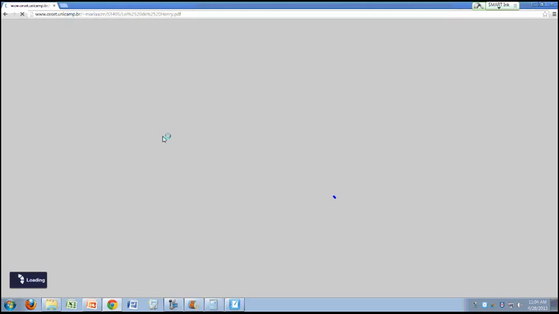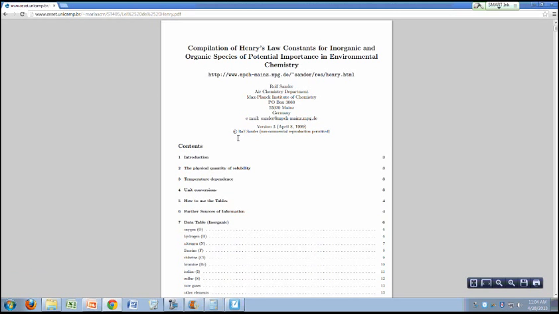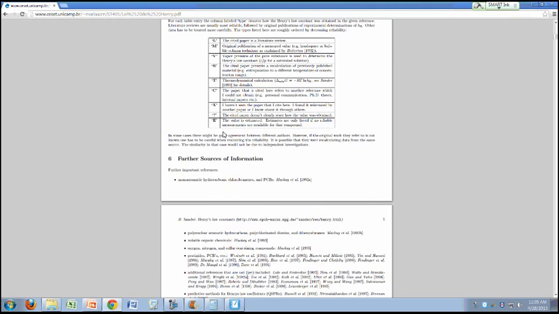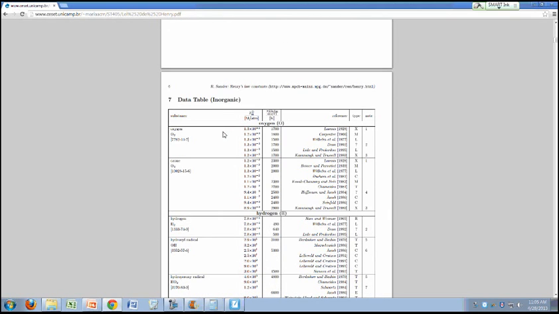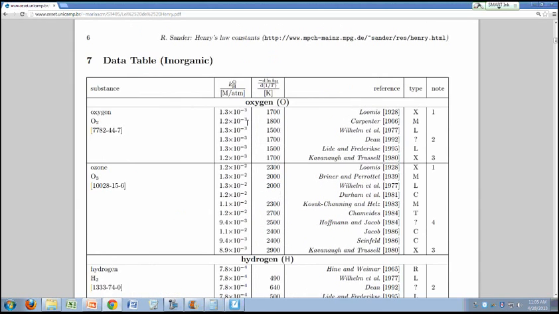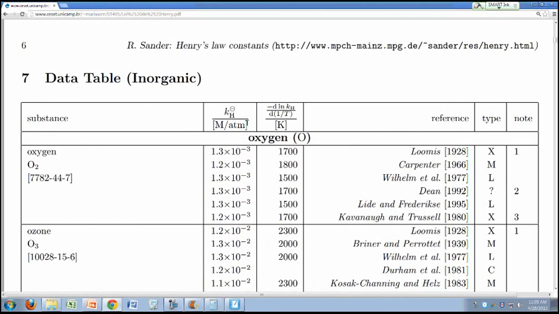This is a PDF file from the Max Planck Institute of Chemistry. There are some Henry's law constants, which also tell you how it depends on temperature. For oxygen, let me zoom in here. I believe these are all just values in water.